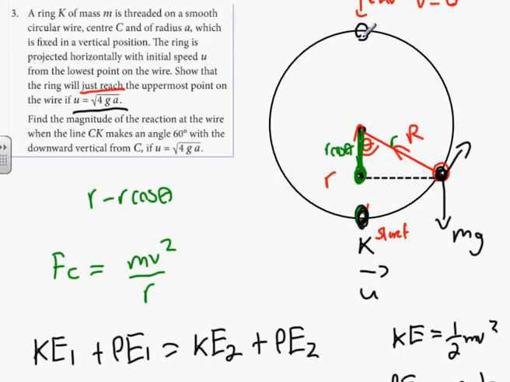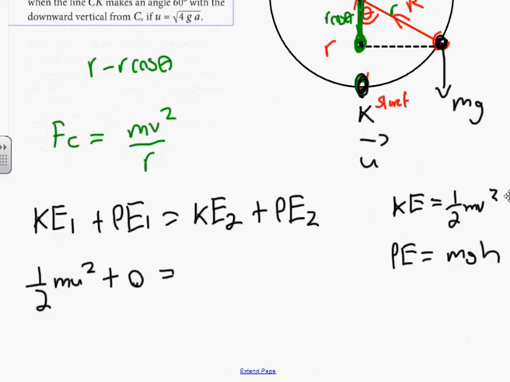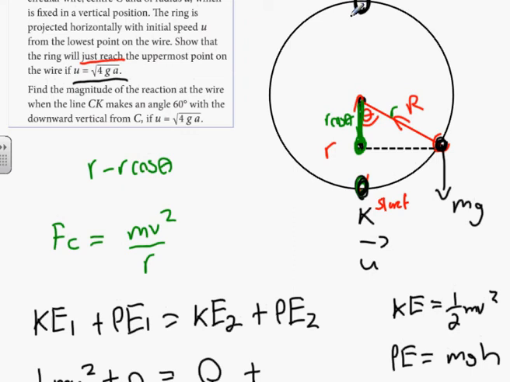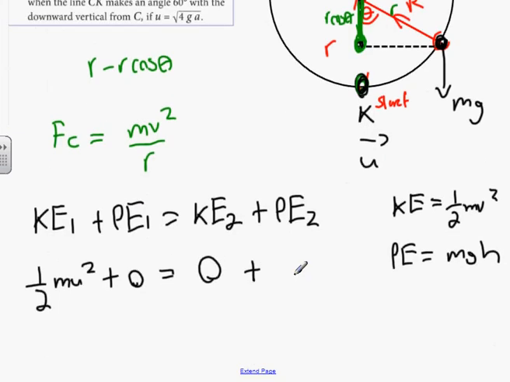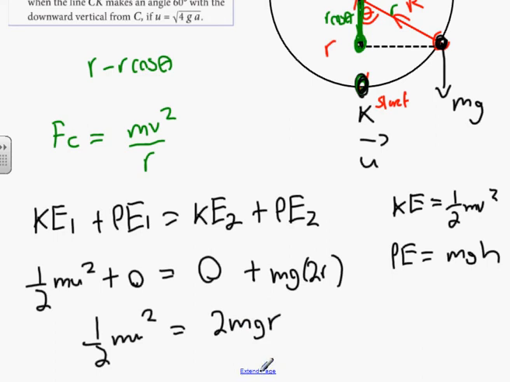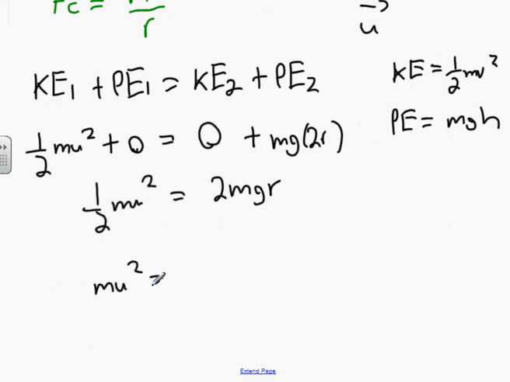I'm proving this when we reach the top. So when we reach the top, what is our speed at the very top? v equals 0, so no kinetic energy at the end. And how high are we above the ground? We have r here and another r there, so we're 2r above the ground. So a half mu squared equals mg times 2r, which is 2mgr. Therefore mu squared will be 4mgr. We okay with that?